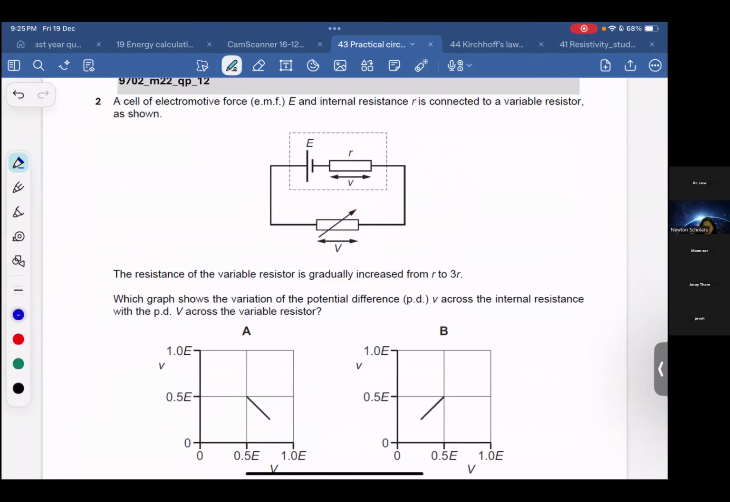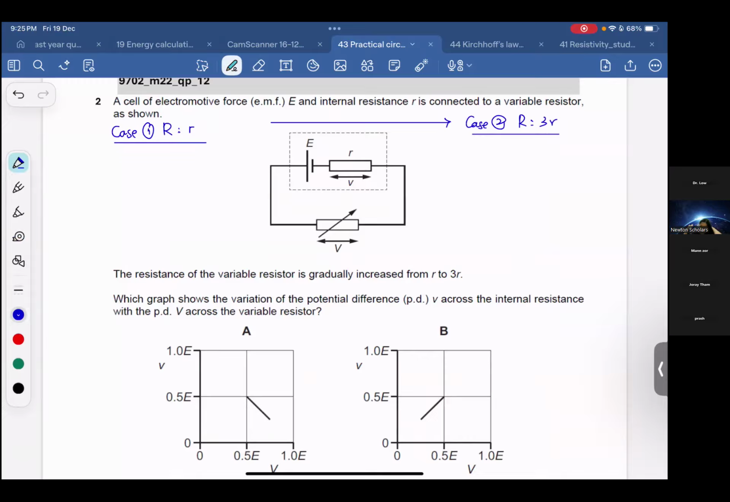So we got two cases. We got case 1, your R is R. Case 2, your R is 3R. So from here, R changes to 3R.